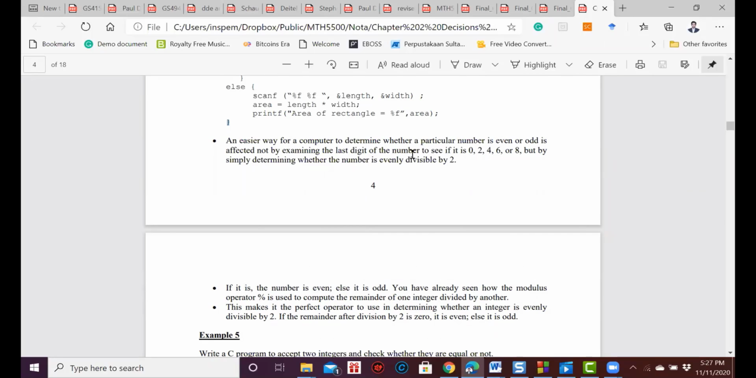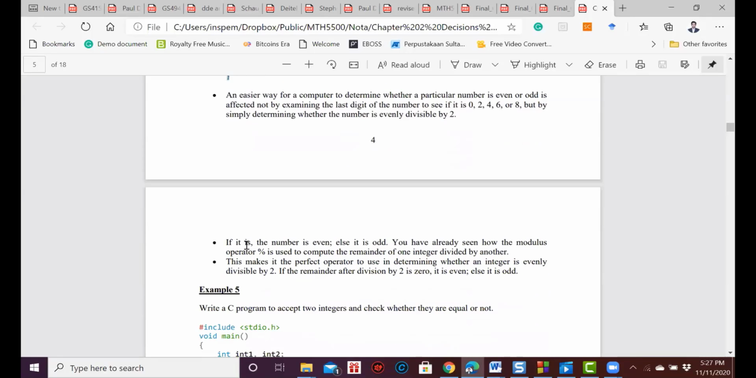Now this one is the next exercise. This one is to check whether the input number is even or odd. This is the explanation. Later, I think, in the exercises we have on this topic. For example here, if the number is even, else if odd.